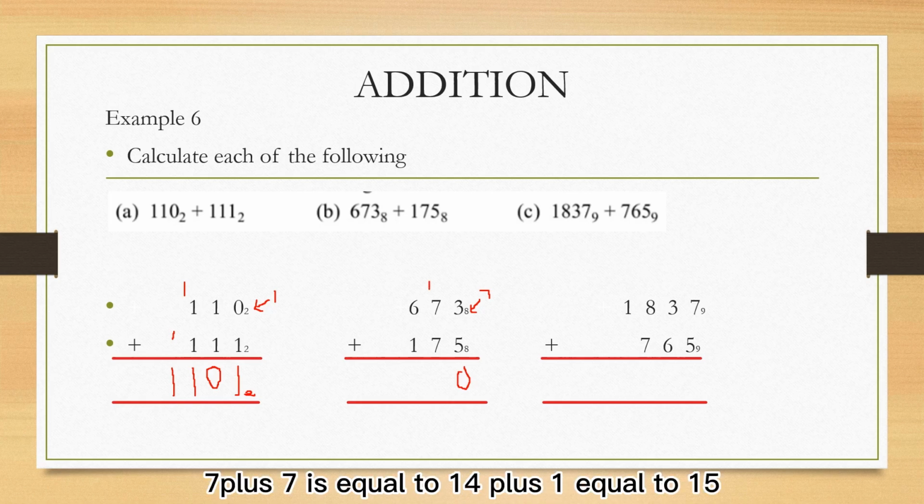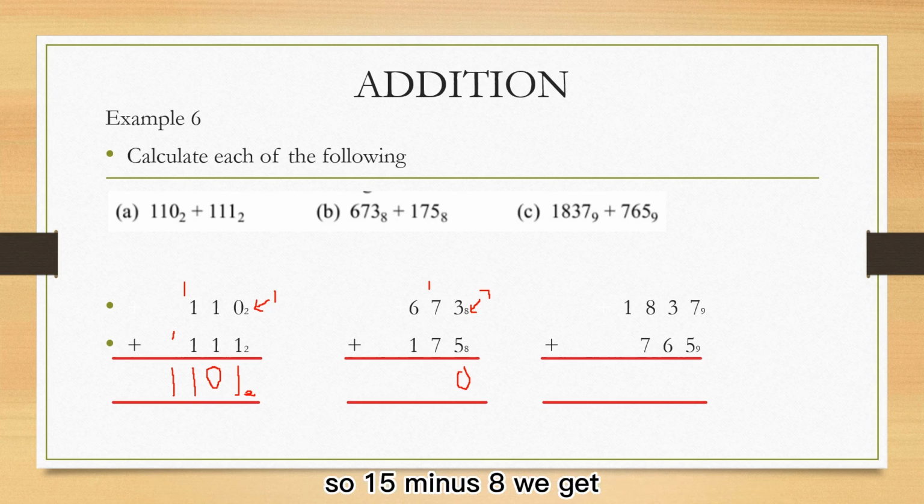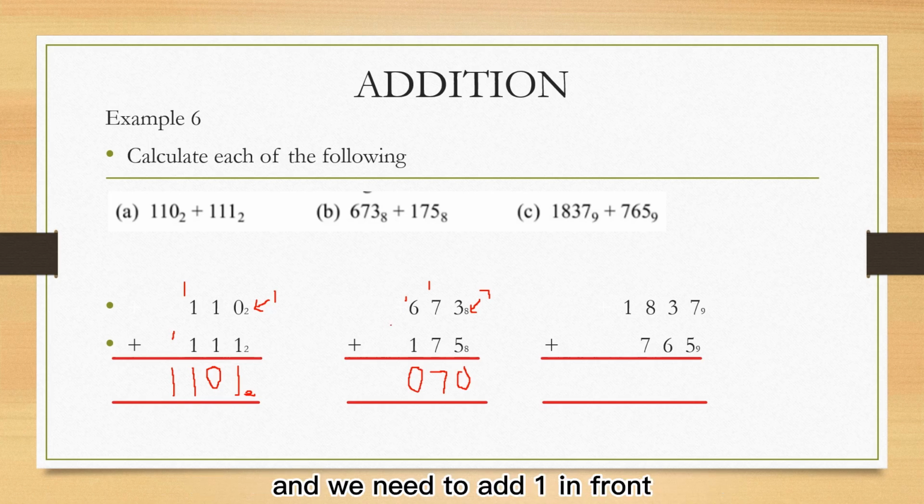Okay, so 7 plus 7 is equal to 14 plus 1, 15. Since it is more than 7, we need to minus 8 also. So 15 minus 8, we get 7. And don't forget to add 1 in front. So 6 plus 1 plus 1, we get 8. So also same, we need to minus with 8, so we get 0. Then we need to add 1 in front. So the final answer is 1070 base 8. Next, let us move on to part C.